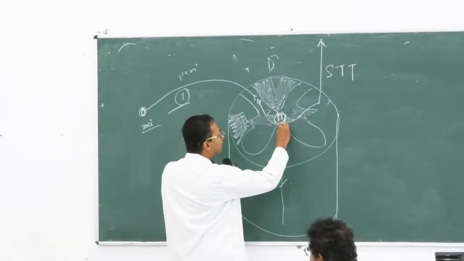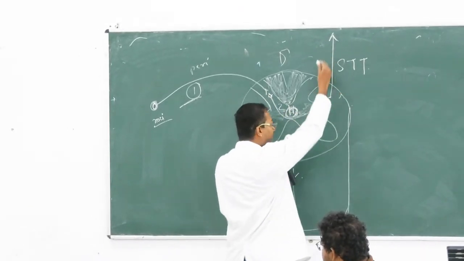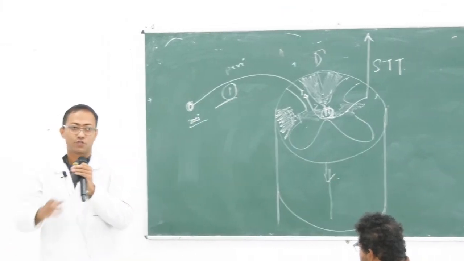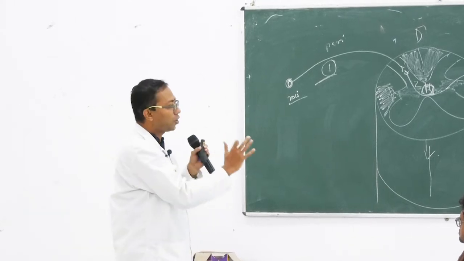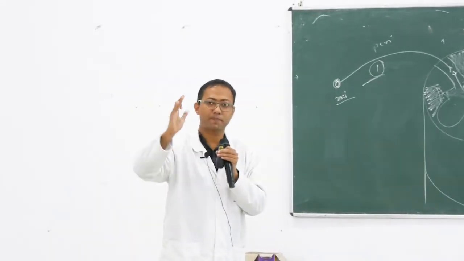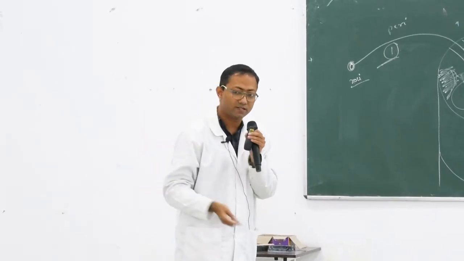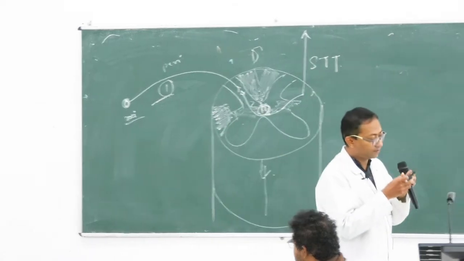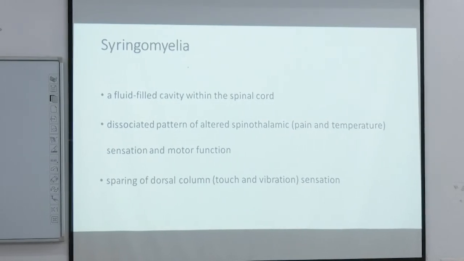So, this second order neuron, which will subsequently form the spinothalamic tract, will be compressed, right? So, syringomyelia is characterized by loss of spinothalamic tract sensation, but the dorsal column will be spared, right? This is syringomyelia. It is characterized by a fluid-filled cavity within the spinal cord.